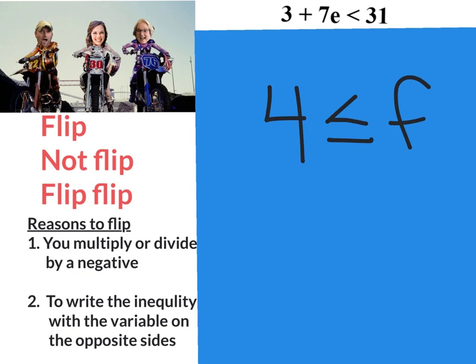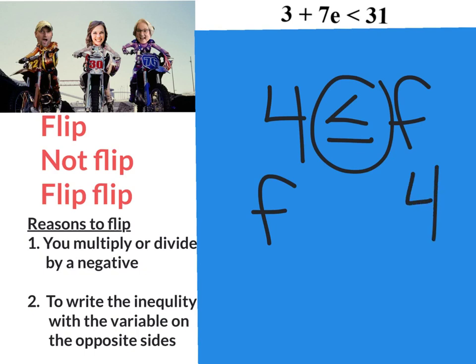So I don't really like my variable to be on the right-hand side on inequalities because then this symbol will not match my graph. So I'm going to flip the F to the left-hand side and the 4 to the right-hand side. And think about it. When you were in grade school, they always talked about that as the alligator mouth. It wanted to eat the F. Well, it still wants to eat the F. We didn't change anything about it. It's just that the F moved to the other side. So then that flips again.